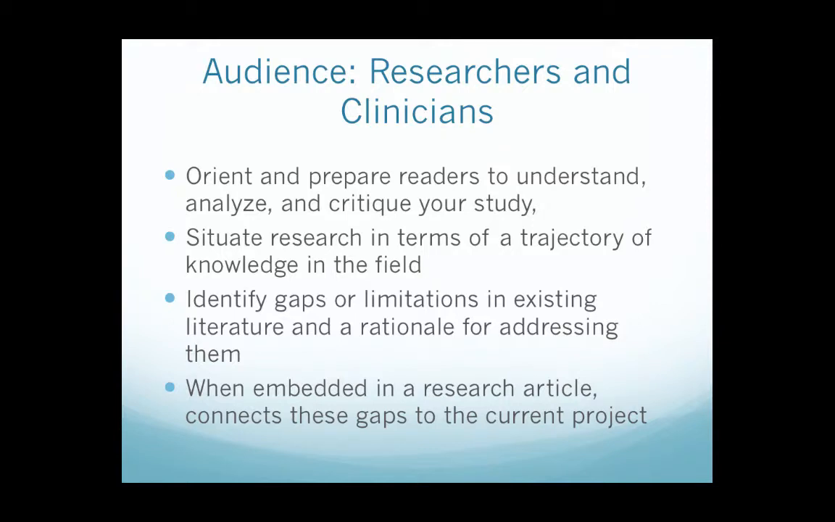When writing a literature review for a research article, your audiences include other researchers and clinicians in your field and in related disciplines. You want to orient these readers to the special focus of your research and provide enough context and perspective that they can fairly and rigorously evaluate the merit of your article. You want to identify gaps or limitations in existing literature and offer a rationale for the project you describe in your article.